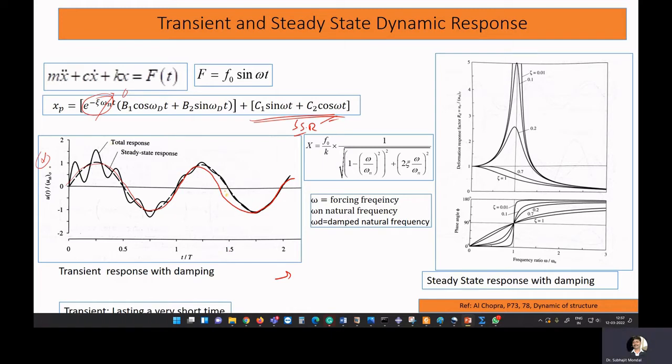Here in ABAQUS, we will see how we can obtain transient response. First we'll try to obtain the response for an undamped system, and then we'll obtain our steady state response for the undamped case, and then we'll try to increase the damping, and we'll see whether we are getting this type of graph or not.